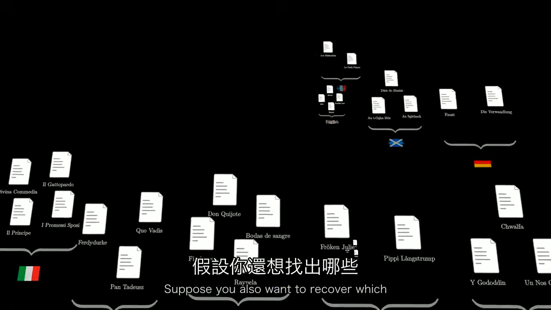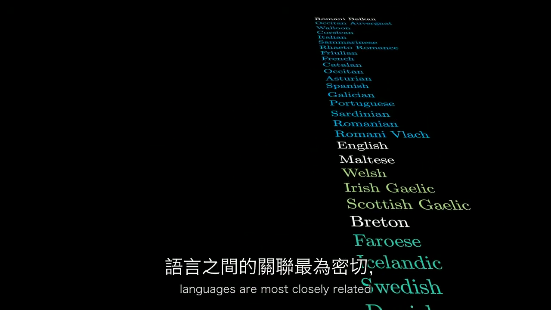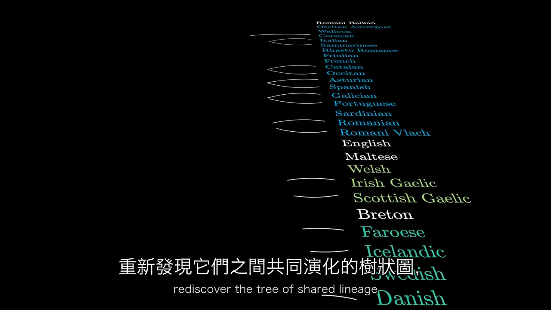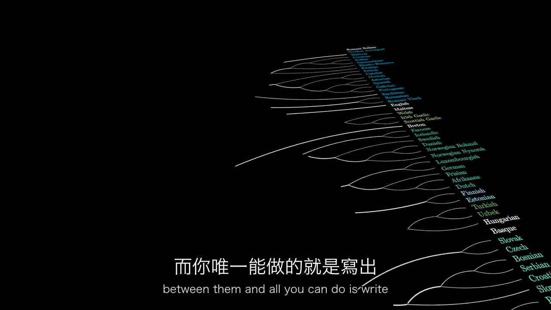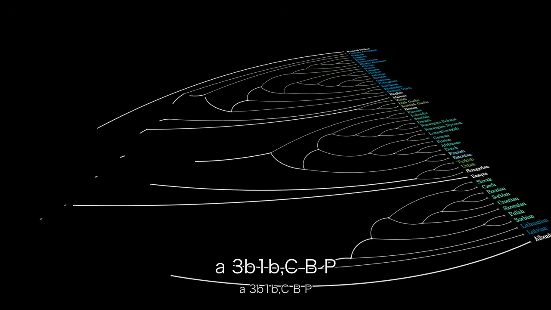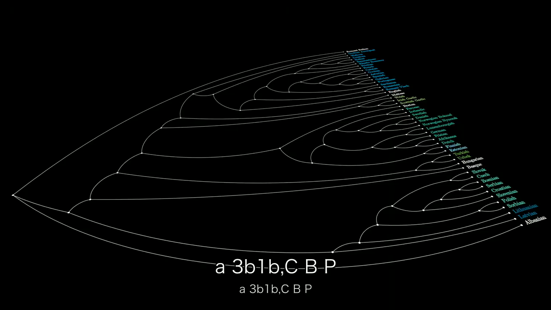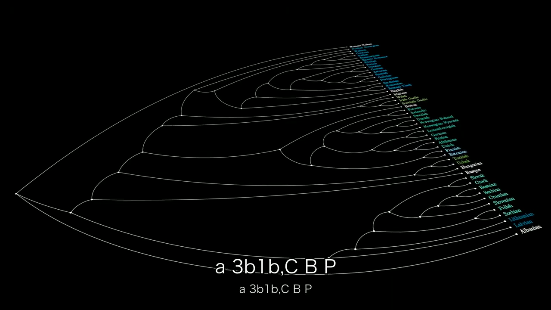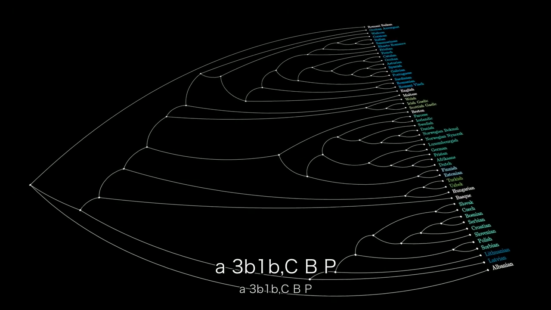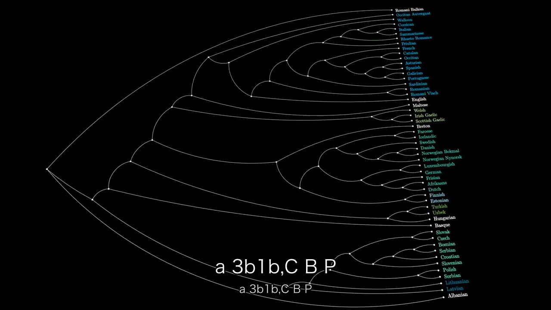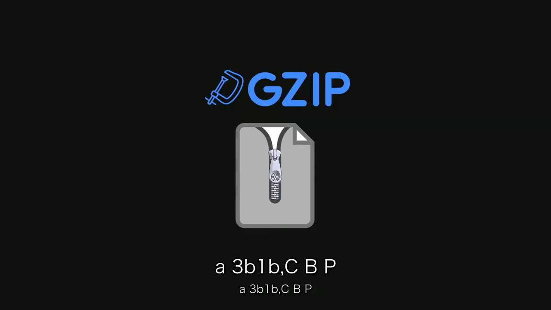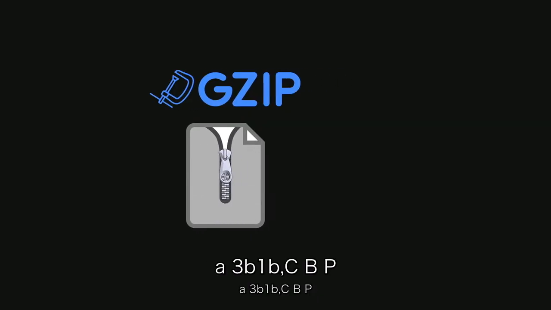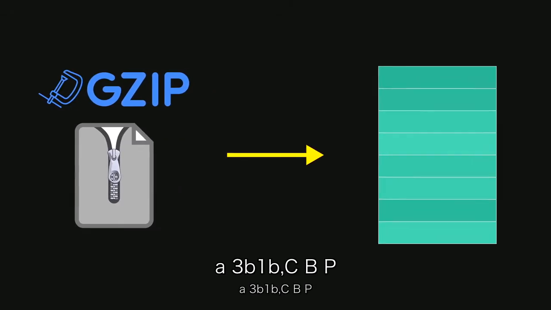Suppose you also want to recover which languages are most closely related to each other in a way that lets you rediscover the tree of shared lineage between them, and all you can do is write a function that processes the text in each one. There's no pre-baked knowledge of linguistics. Now keep in mind, this is almost a quarter century ago, so nothing like modern language models is available. What's crazy is how the authors showed that you can do this just by using gzip, basically the same operation that you might use on your computer to make files a bit smaller.